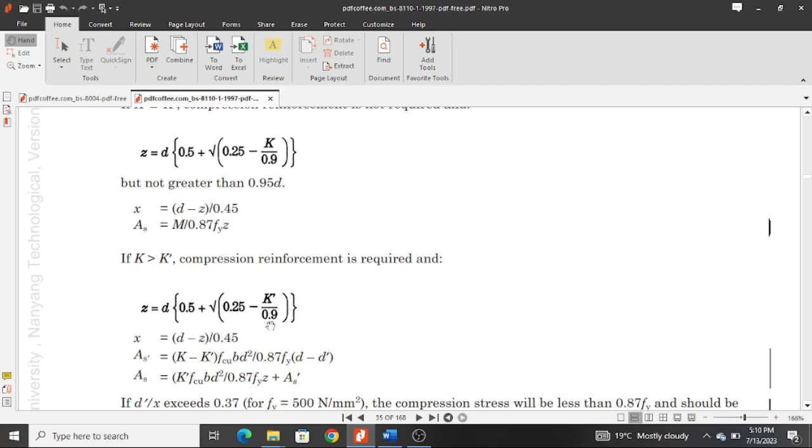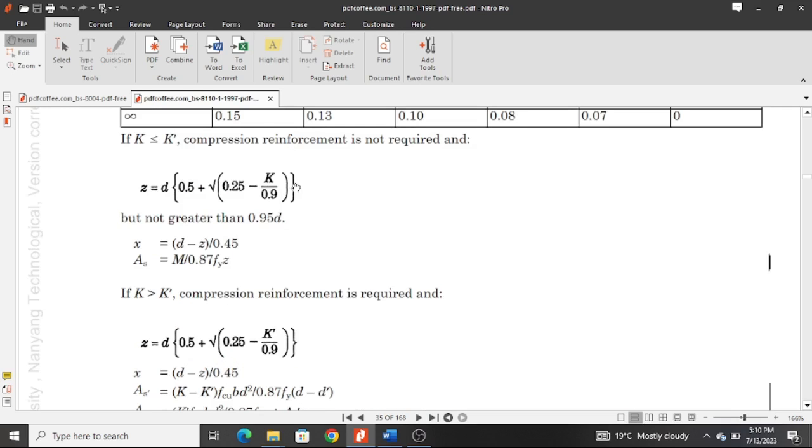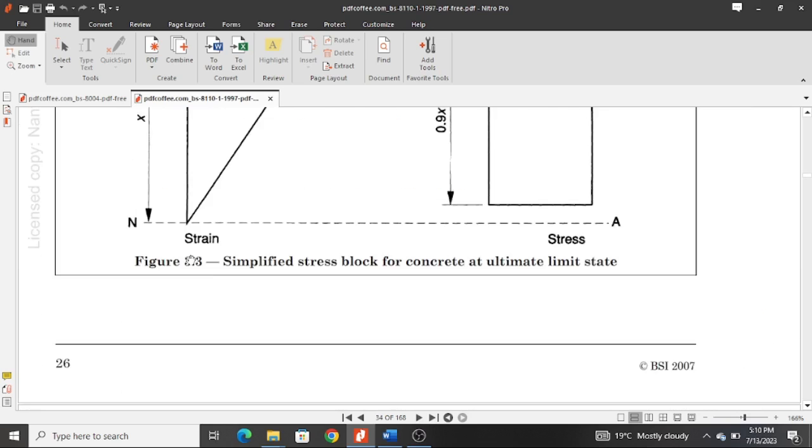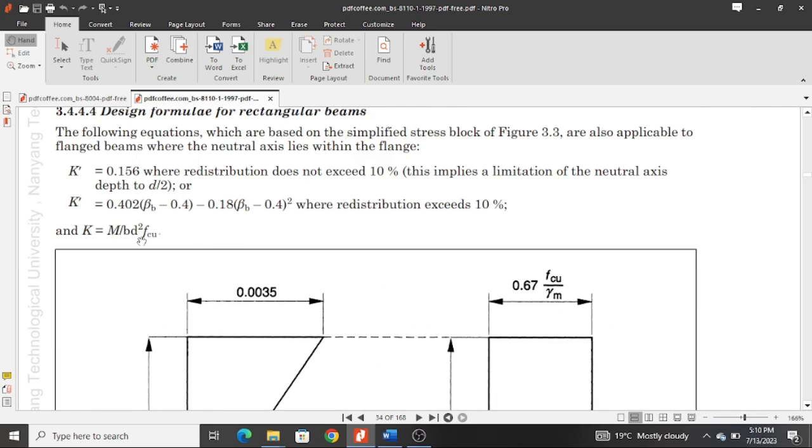And what is the difference between these two formulas? You observe that the K we are using here is the K that we basically determined from this formula. But if compression reinforcement is required, we use either 0.156 or we use this formula where redistribution exceeds 10%. So you can use either this or that.